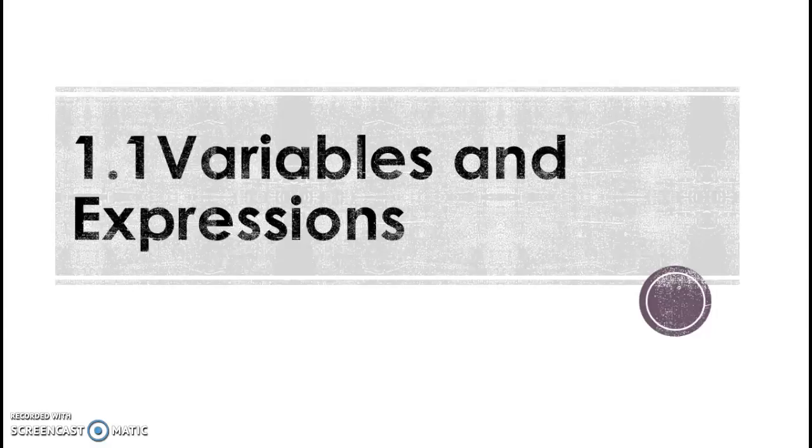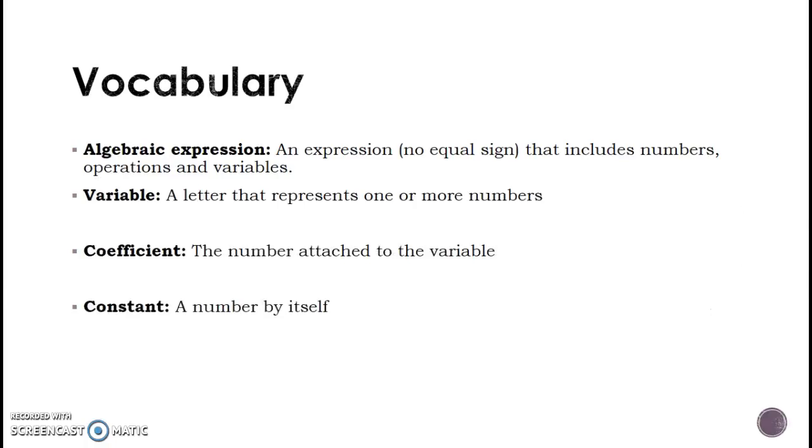So in this video, we're going to be talking about variables and expressions. This is the first chapter in the first section of Algebra 1. So vocabulary, we'll talk about this real quick. An algebraic expression is an expression that has no equal sign. That's what makes it an expression. That includes numbers, operations, and variables.